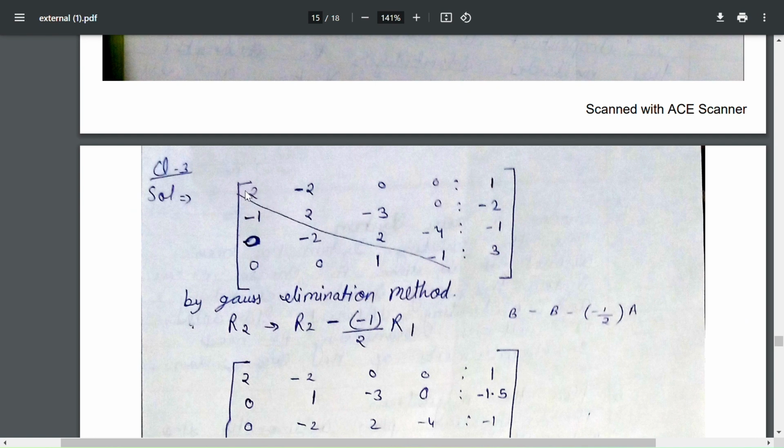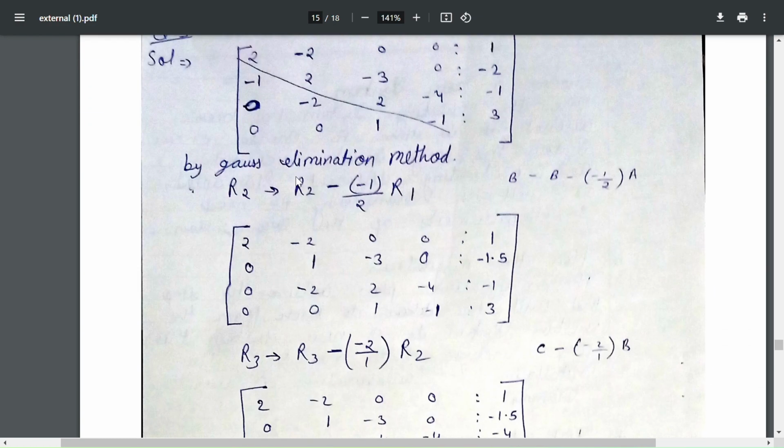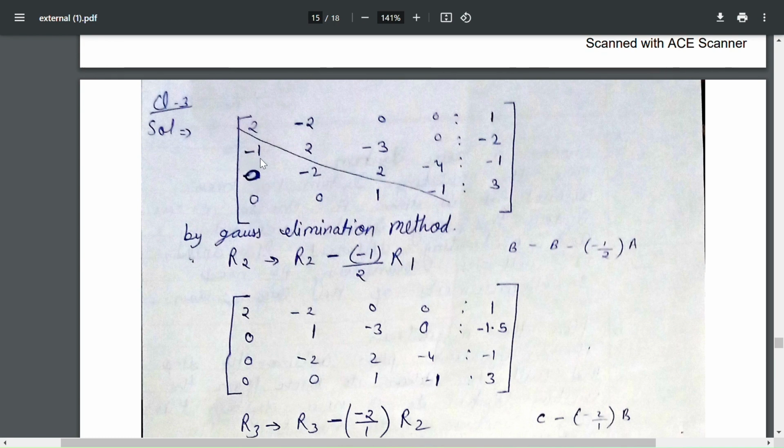We have converted those equations into the form of an augmented matrix, which is this. Now we have to convert the elements below the diagonal elements to 0 with the help of the diagonal elements. So in the original matrix, we will perform various row operations. The first row operation we will perform is in R2, to make this element 0 with the help of this diagonal element. So R2 tends to R2 minus (minus 1 divided by 2) into R1.